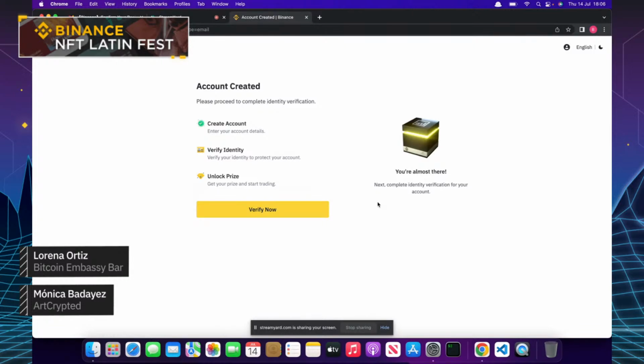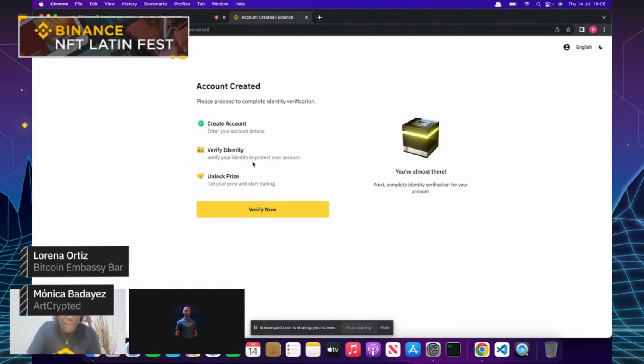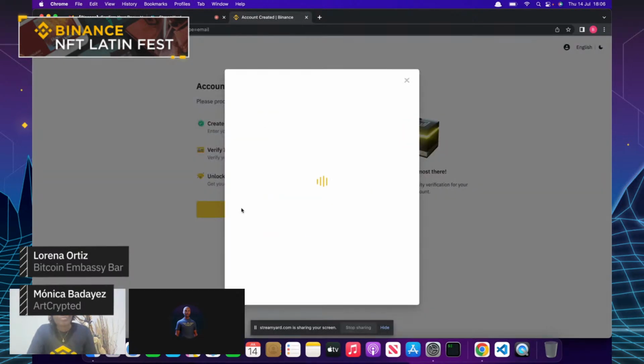So here we are told that we are almost there. The account has been created. Now, the very important thing next is that you need to verify your identity to protect your account. Really, really important. So we are done with the first step. You could see that it was a very easy process. I don't even know if it took 2 minutes or 1 minute, but it's really fast. So we move to verify now.